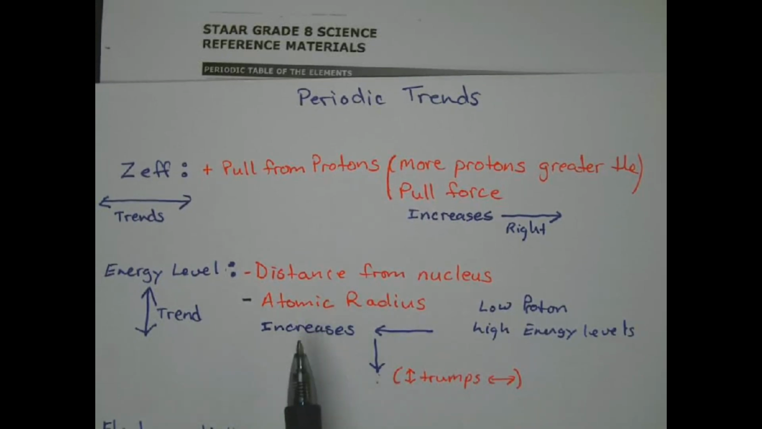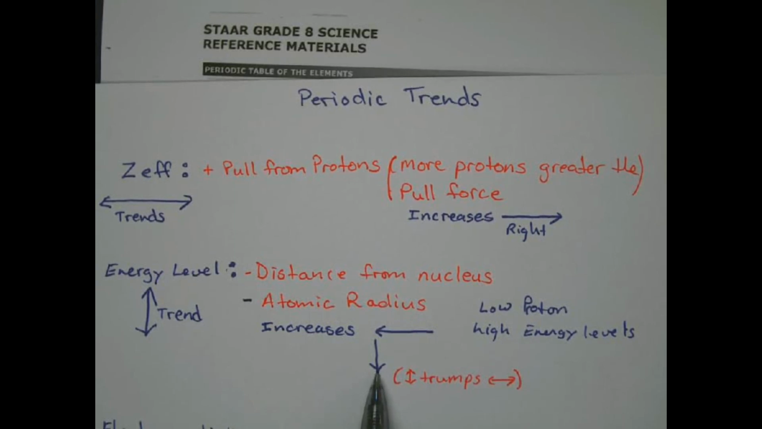Atomic radius was our first trend. Atomic radius increases as you move left on the periodic table and as you go down. Remember, it gets bigger as you go left because there are fewer protons, which means less pull power, which allows the electrons to expand out more because they're not being held on as strongly. And as you go down, the radius gets bigger because it's just another energy level.